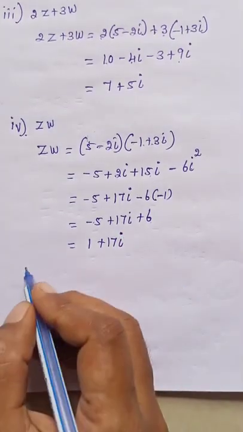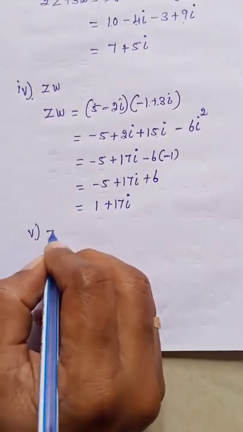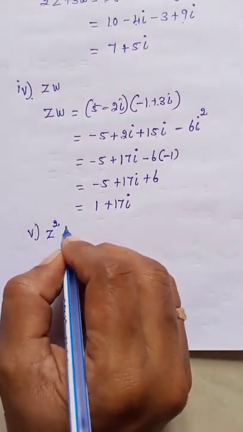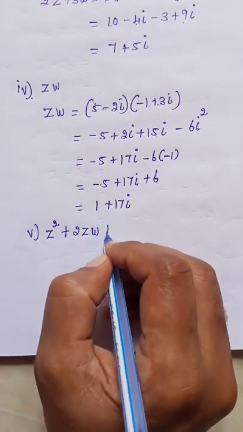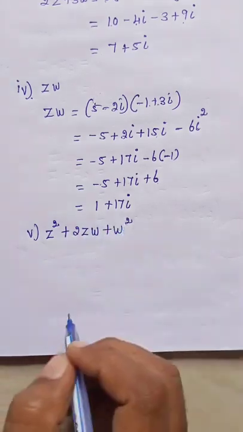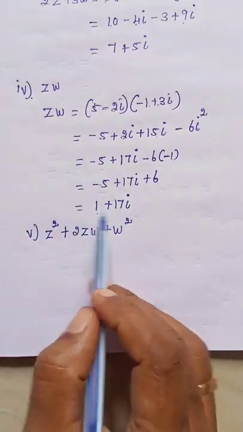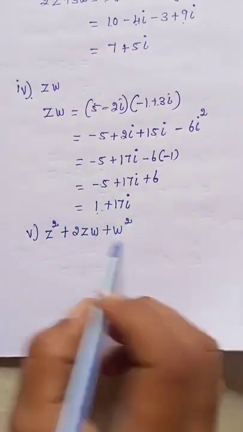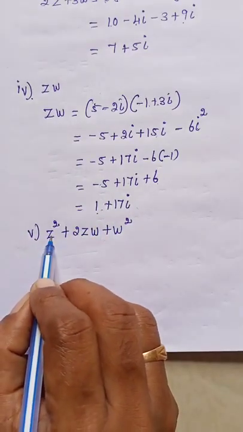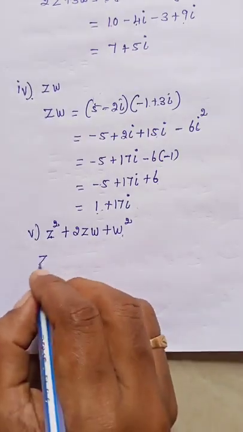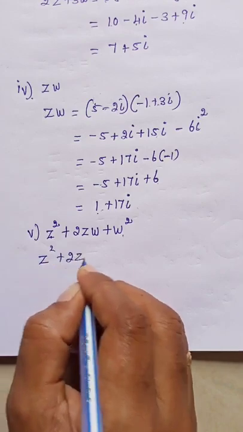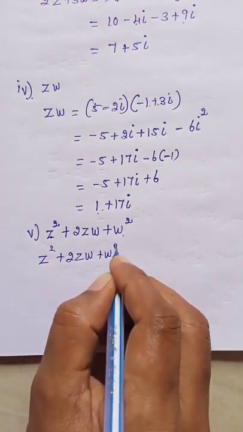Almost we have done everything. Now the fifth part is z squared plus 2zw plus w squared. So for zw, we can substitute this answer. But before that, what are the things we need? What is z squared and what is w squared? Z squared plus 2zw plus w squared.